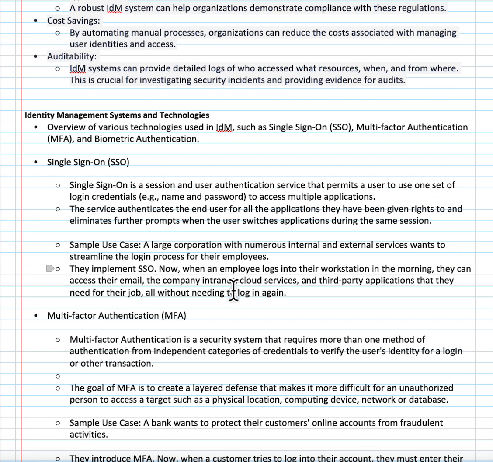Well, what it is, it's a session and user authentication service that permits a user to basically have one set of login credentials, a name and password. You'll see this when you go into some of the social media sites that it will say log in using Facebook credentials or log in with Google or with whatever provider you may have. And if you log in with that, it takes the normal login credentials you would have with Google, and it applies them to the application you're logging into. And it allows the end user access to all those applications that have been given rights to, and then it eliminates any further prompts when you try to log in. So it's just single sign-on. One time, you sign on, and it gives you the access to this.